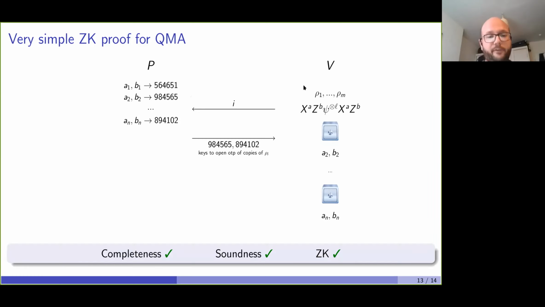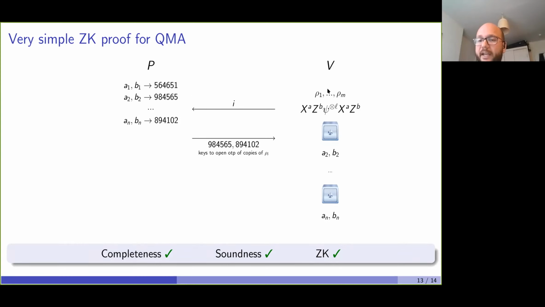I don't have too much time to say more, but this protocol is complete, meaning that if there exists a global quantum state, then the prover can convince the verifier. If there is no global state, we can show that no matter what the prover does, the prover cannot make this verifier accept. And finally, what's more interesting, this protocol is zero knowledge.